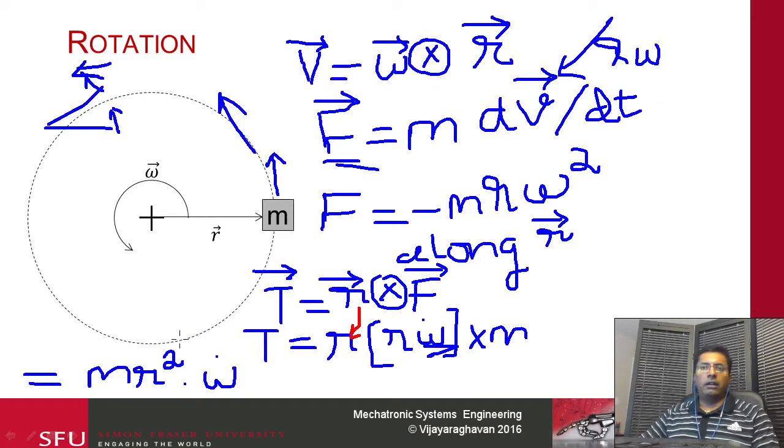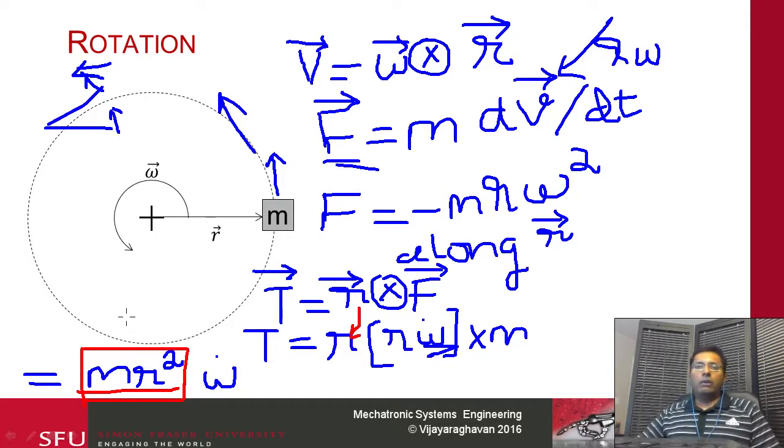So if we look at this particular part over here, this part is kind of a function of the object. It is dependent on the mass as well as how far the mass is from the point of rotation. So this is known as the mass moment of inertia, and it's denoted by the letter J.